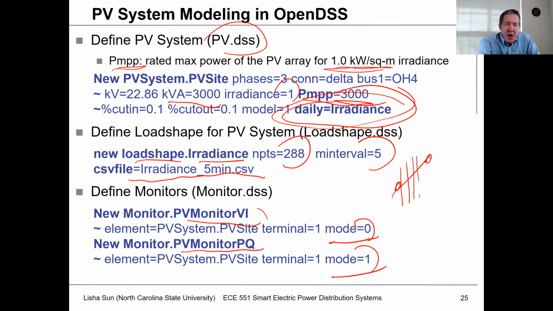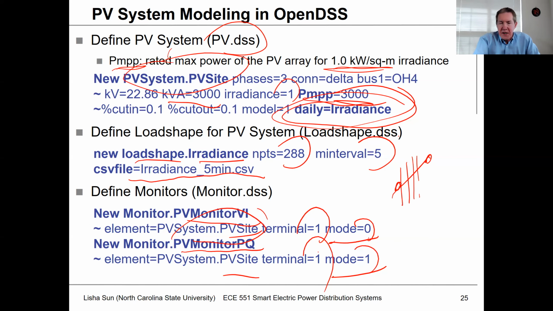The element is going to be pvsystem.pv site in this particular case, because we use PV site as the name of the PV system. So we just have to be consistent when we set up the monitor. Note this is going to be at terminal 1. That's basically the default terminal in this case. Where this gets a little confusing sometimes is when you're using line elements that have terminals 1 and 2, so you have to make sure you use the right one. But just set something up similar to this in your project.